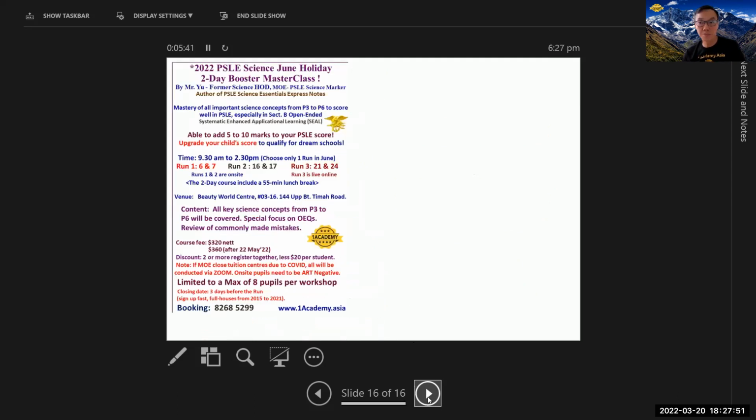And finally, this is my signature program. Run 1, 6 to 7, only 2 seats left. Because some parents block book. In past years, some parents block booked like 8 seats. So do take note, Run 2 is available, 16 and 17. Run 3 is full online. This is to accommodate students who are staying quite far and may not be willing to travel down to my conveniently located Beauty World Centre, which is just next to the Beauty World Downtown Line station. And do register early. This is my contact, 82685299.